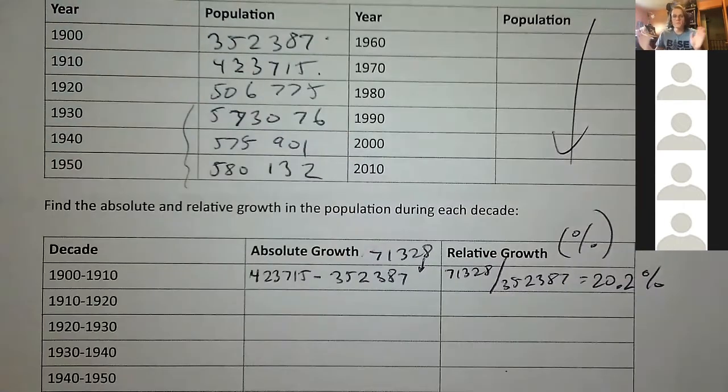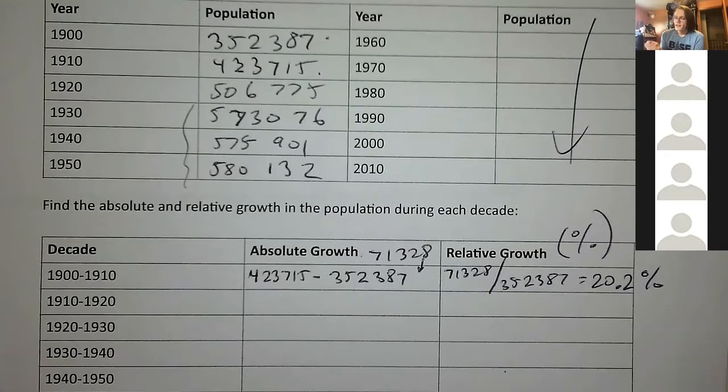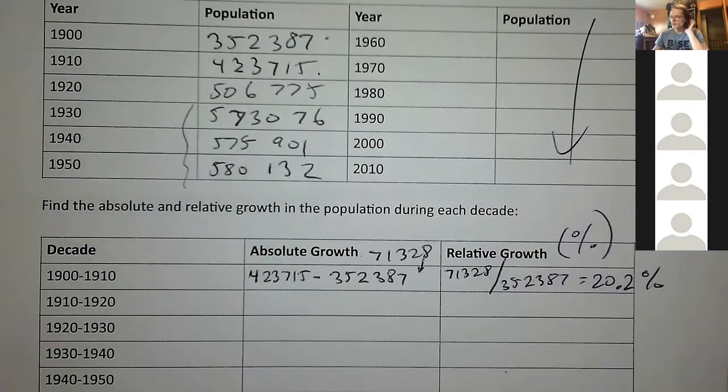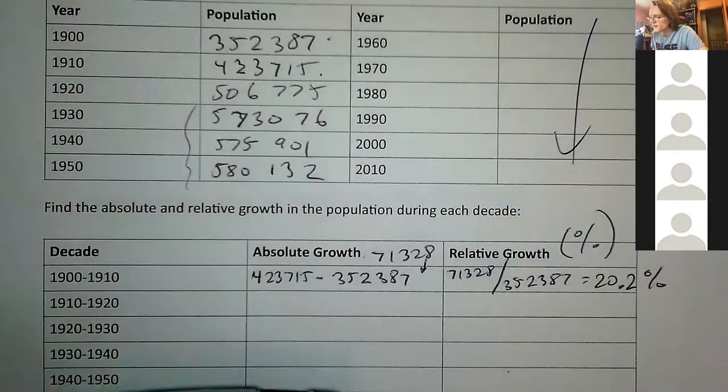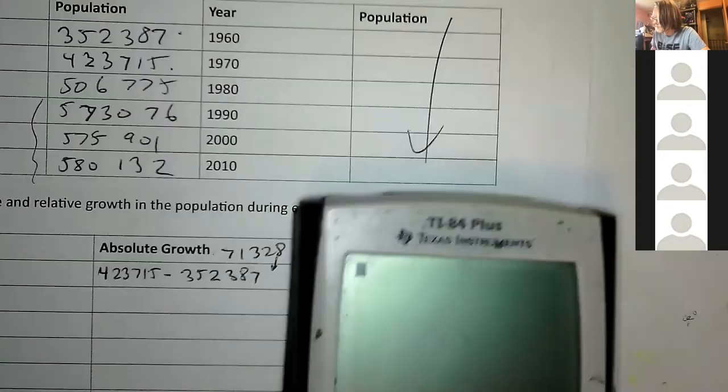All right, so we have a 20% growth between 1900 and 1910. Again, what that means is that if you took 20% of the population in 1900 and added it on, that's what your growth was. All right. Questions? And so we're just going to repeat that all the way down. I'll just do one more for the sake of doing more than one.